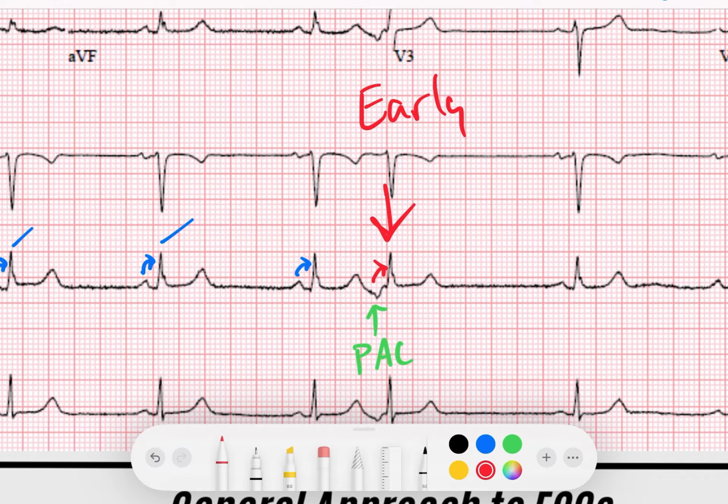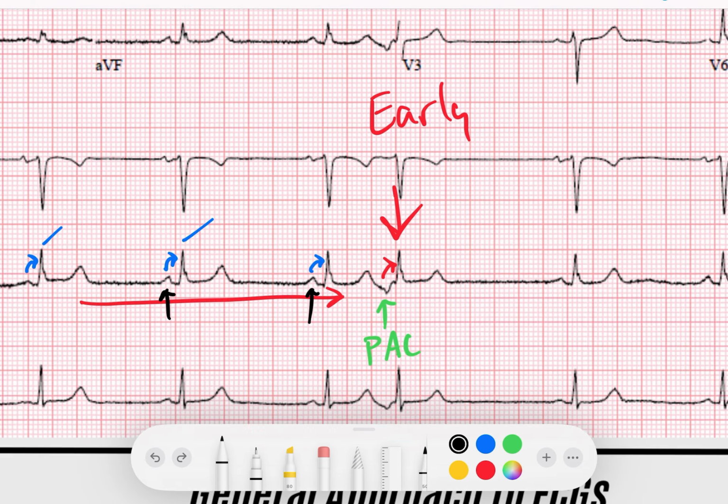And I know this is an ectopic P wave because look at the normal P wave. Just in this lead, look at the normal P wave. So we have a normal P wave here, which is nice and upright. Normal P wave here, which is nice and upright. And look at this P wave. It's negative. It's a negative P wave. That tells me that the P wave is coming somewhere different within the atria.